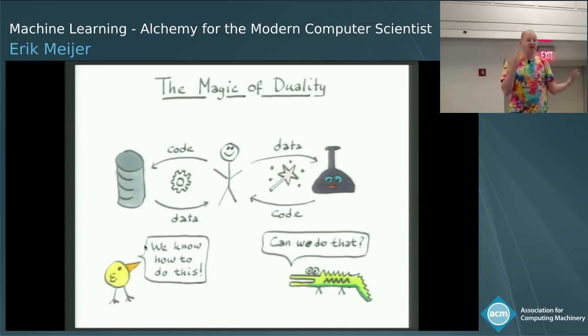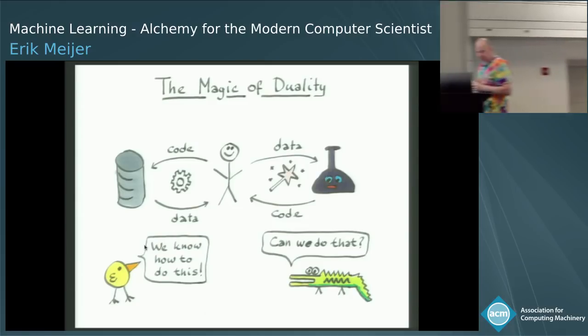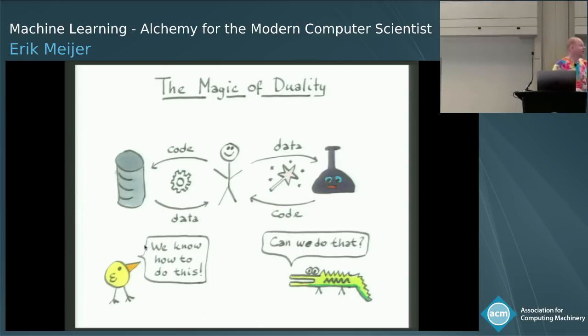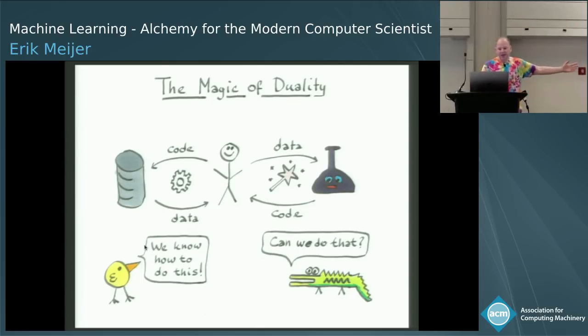So not only is query dual to machine learning, there's a deep connection between the parts of the query and the different machine learning algorithms, so that you can plug them right into that. Now, the question is, we know how to do the things here on the left-hand side. We know how to turn code into data. Can we also turn data into code?